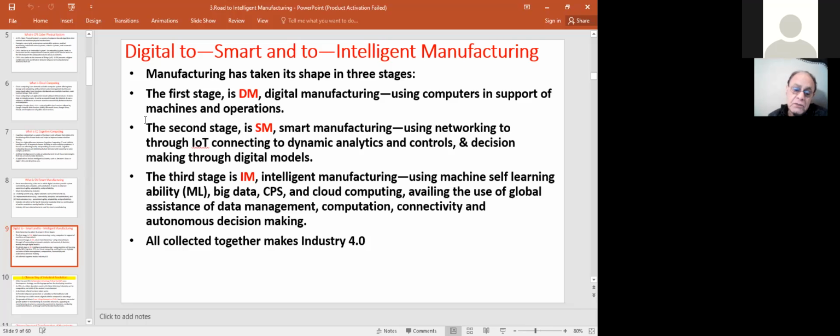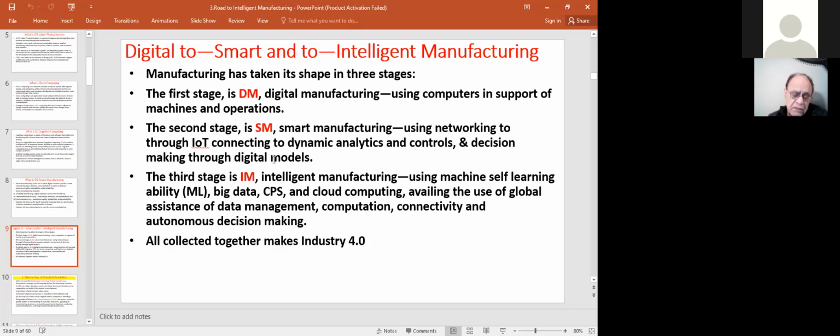This automatic system of making decisions by the machine is called intelligent manufacturing, and it includes big data, CPS, and cloud computing, and all this is integrated together, so that manufacturing can be facilitated and can be done errorless. Zero error manufacturing is the target, in fact.